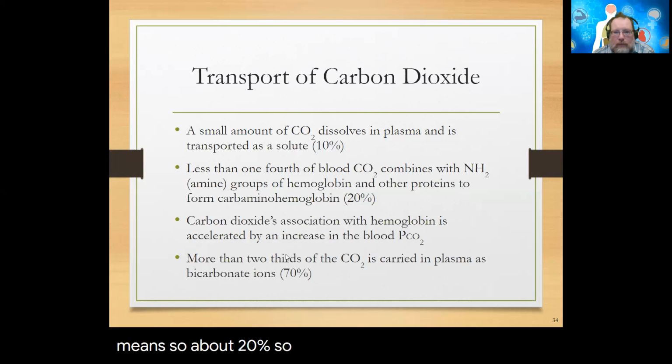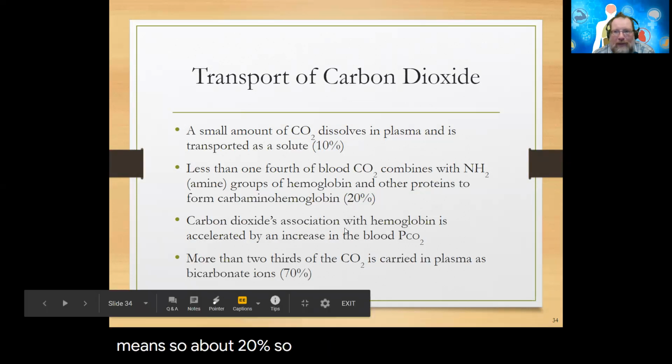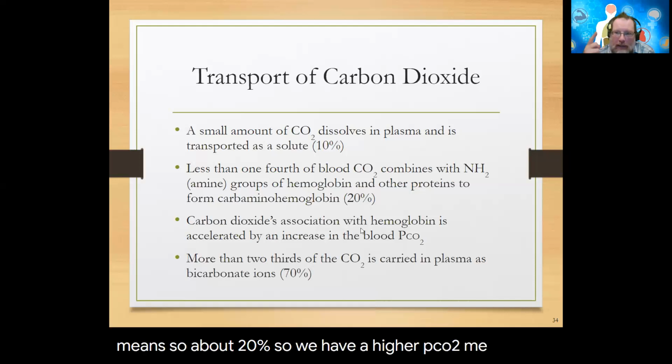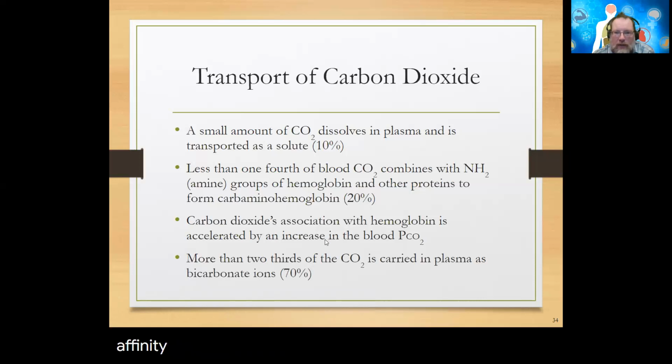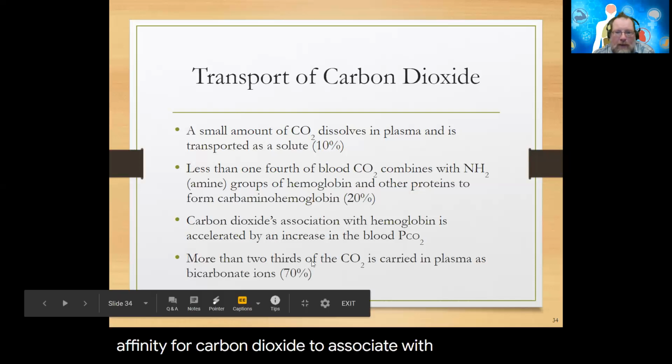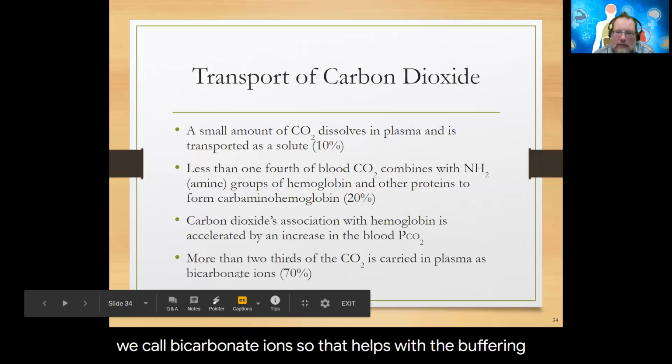So again, if we have a higher PCO2, meaning the partial pressure of carbon dioxide is higher, it just means we have more carbon dioxide. So there's going to be a higher affinity for carbon dioxide to associate with hemoglobin. And then we notice the bulk, roughly 70% of carbon dioxide, is going to be carried in the plasma as what we call bicarbonate ions. So that helps with the buffering system of the blood.